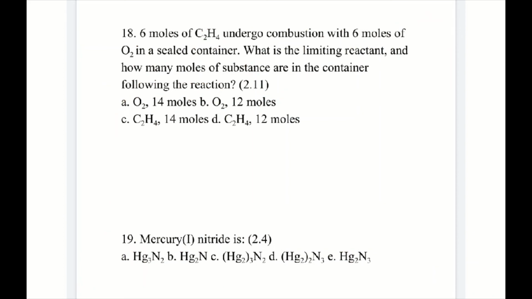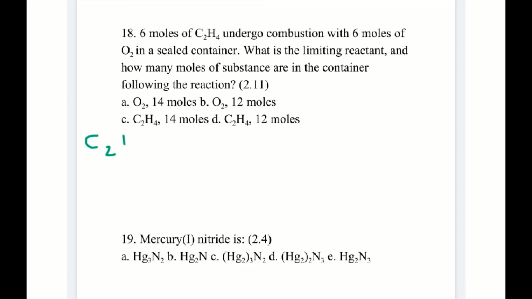6 moles of C2H4 undergo combustion with 6 moles of O2 in a sealed container. What is the limiting reactant, and how many moles of substance are there following the reaction? So our reaction, we will assume, goes to completion because it is combustion.